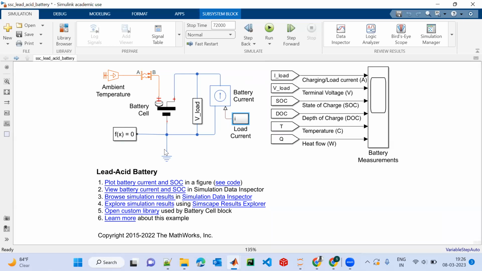Here, to the negative terminal, our electrical reference has been connected, or we have grounded it basically. And as we know, whenever we model any Simscape model, we must connect a solver configuration block with it.